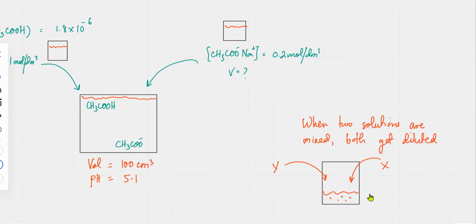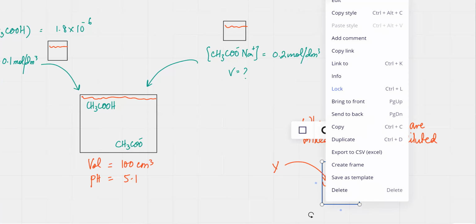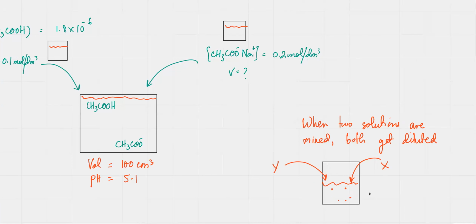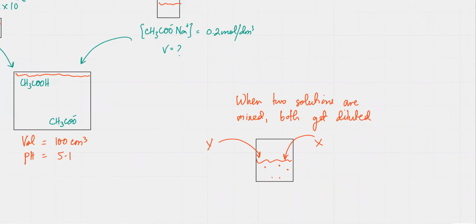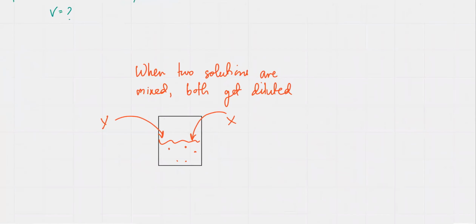But what happens is, when you mix two solutions, the volume changes. The volume increases. So now your particles of X are further away from each other, and your particles of Y are also further away, so your particles would get diluted. Is this point clear? Is this clear to everyone? So remember this.